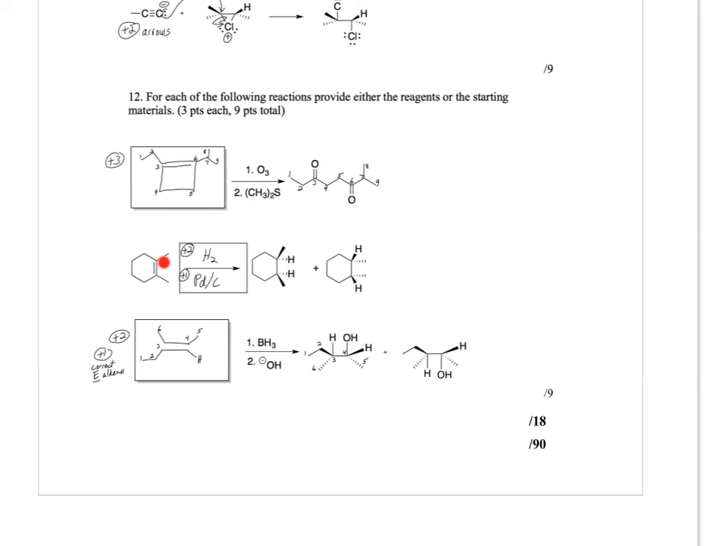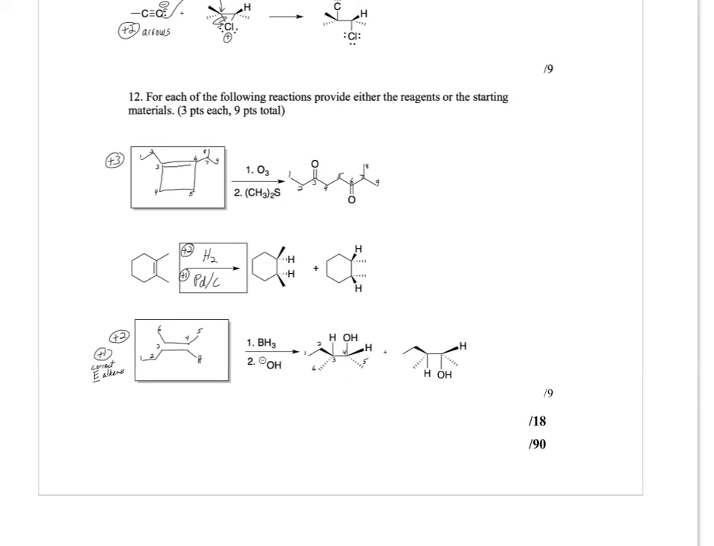For this one, we start with an alkene. It looks like we added 2 hydrogens. So the way to add 2 hydrogens is H2 with palladium on carbon, that catalyst, palladium or platinum. So H2 and that catalyst are the keys there. Here, you can see we have BH3 and OH minus, or H2O2. And it looks like the H and the OH have added syn. And it looks like the OH ends up on the less substituted carbon.